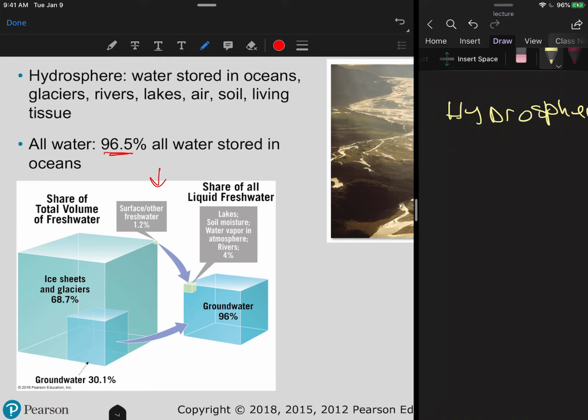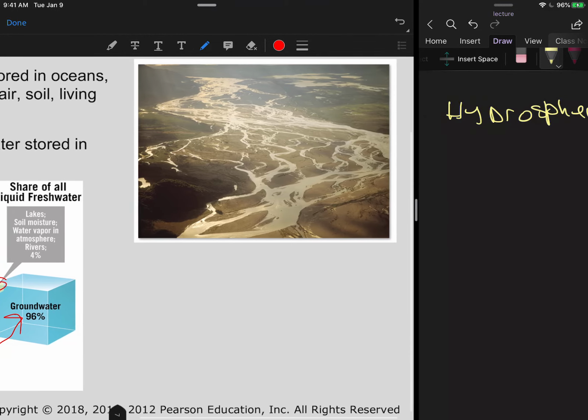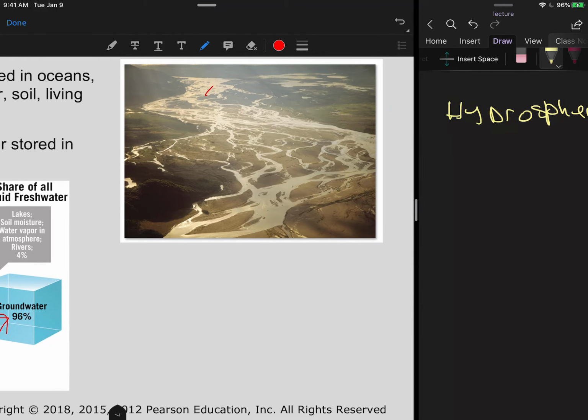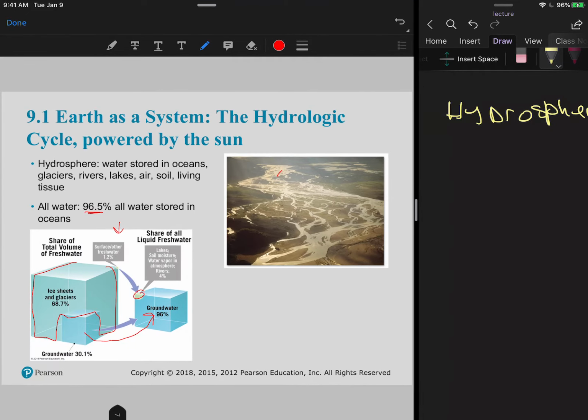For the remaining fresh water, most of it is stored in ice. That's the biggest chunk here. After that, the next largest amount is stored in groundwater. And then you have an even smaller proportion that's stored on the surface of the earth. So most of the fresh water on Earth is stored in ice and glaciers.